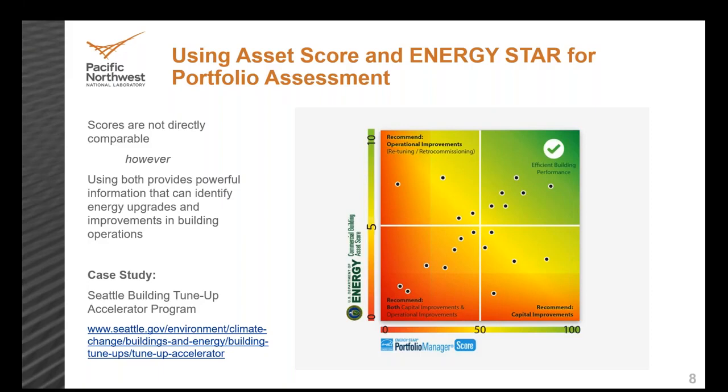For example, in the graphic seen here, a building that receives a low Energy Star score and a high Asset Score may be an indication that the building may benefit from retuning or retrocommissioning. Or a building that receives a high Energy Star score and a low Asset Score may be an indication that the building may benefit from some capital improvements.